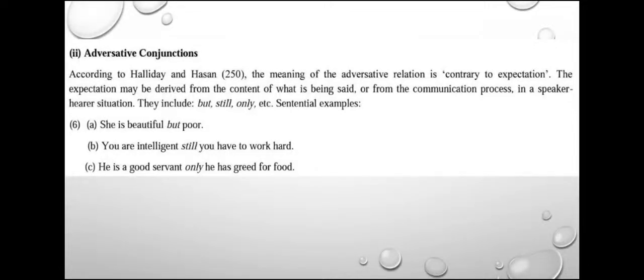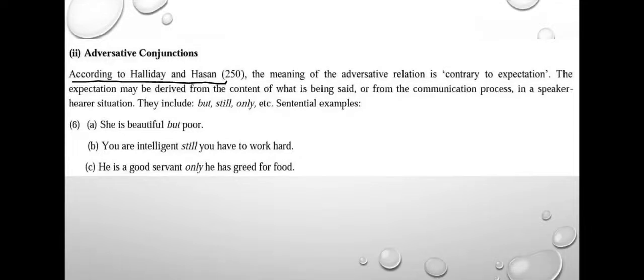Adversative conjunction. This is not that important, but Halliday and Hasan, according to them, its meaning is contrary to expectations. It means it could be opposite or different or diverse to expectations. The expectations may be derived from the content which is being said or from the communication process in a speaker-hearer situation. They could include but, still, only.